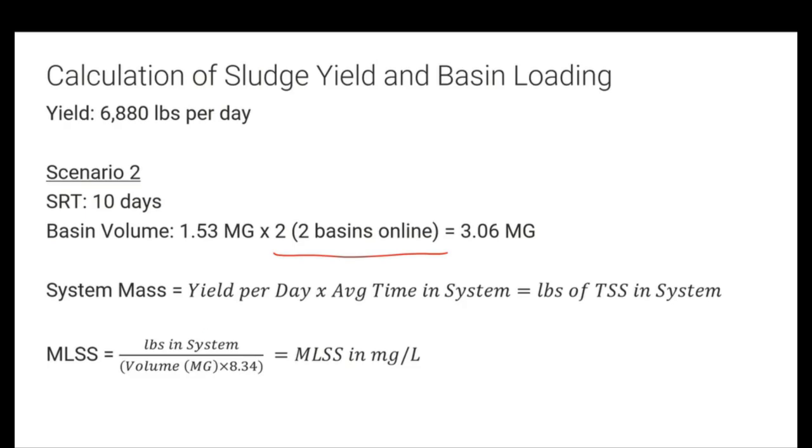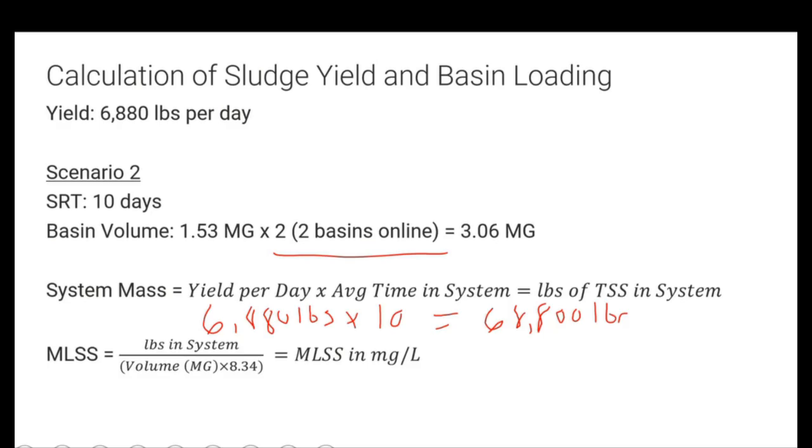So we have our 6,880. That's our pounds we're yielding per day times our 10 days. We're still gonna get the same mass in our system, right? So we still have 68,800 pounds. This is the point of running a 10-day SRT: we're maintaining at this load. Remember, this is all related to that 220.5 MGD. At this load, our inventory in the system is going to stay the same at 10-day SRTs.